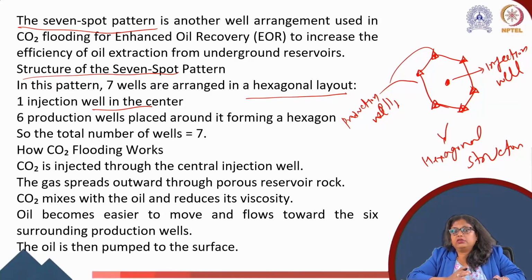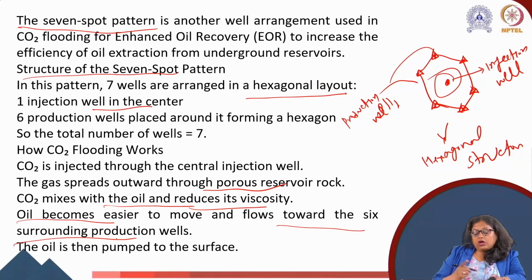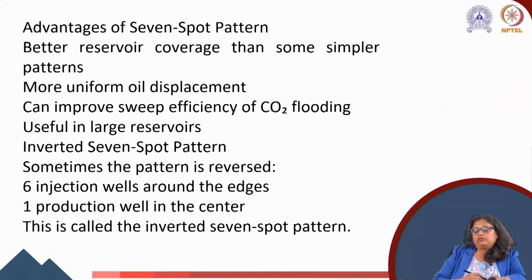So how does it work in the case of CO2 flooding? CO2 is injected through the central injection well. So through this one injection well it is injecting. This gas spreads outward through the porous reservoir rock, and CO2 mixes with oil and reduces its viscosity, and the oil becomes easier to move and flows towards the 6 surrounding wells. The oil is then pumped to the surface.